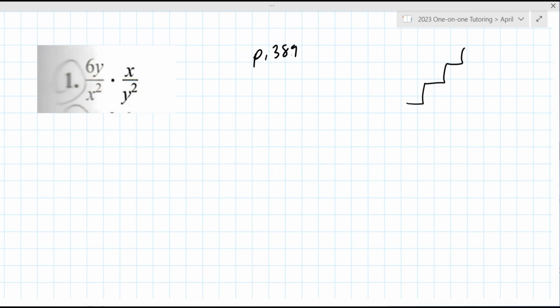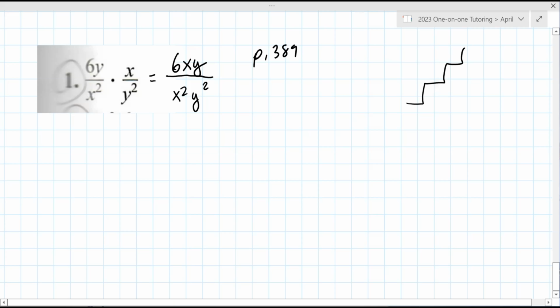All right, so 6y over x squared times x over y squared. Whenever you're multiplying, you can always multiply the tops and then you multiply the bottoms. Now there's this preference, and I say it this way because I don't know that it's really a rule. There's a preference that x comes before y. It's just alphabetical order. So that's why I put the x before the y in the numerator.